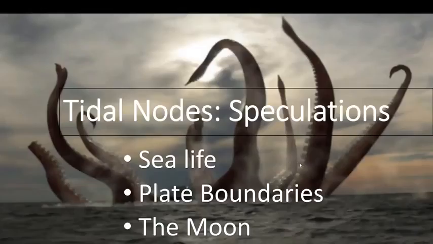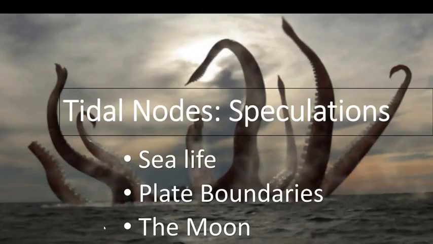I have a few speculations about what tidal nodes are. They could be a sea life living deep under the water that's affecting the movement of the water somehow. I've put in the background my favorite sea life, which is the kraken. It's a fantasy sea life because it's so giant. Nothing that giant exists that we know of. Or plate boundaries. It could just be where tectonic plates collide and move against each other. The same thing that seems to cause volcanoes and earthquakes could also be causing the tides.